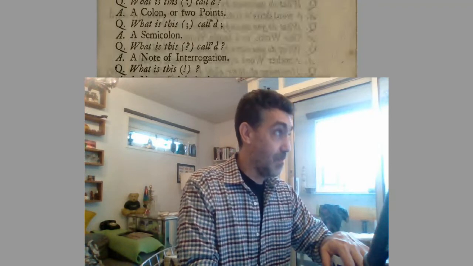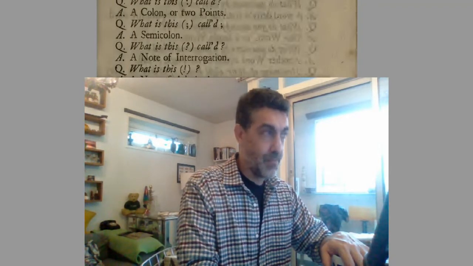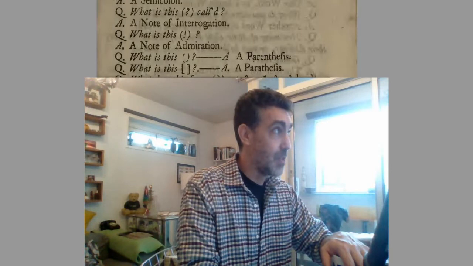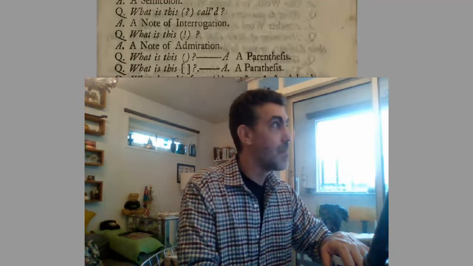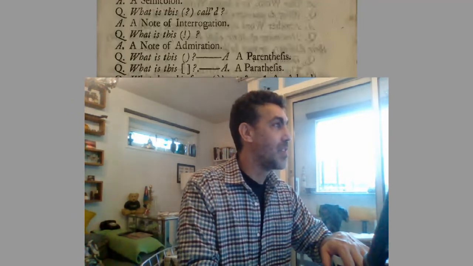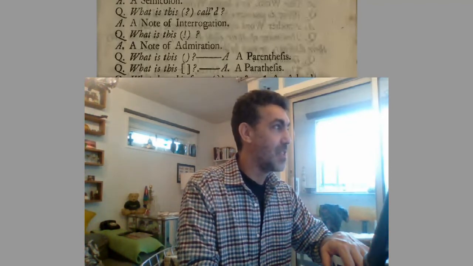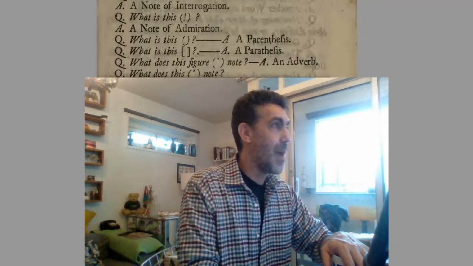And what is this, then brackets, called? A note of interrogation, or a question mark. And what is this, a vertical line with a dot under it? A note of admiration, or what we now call an exclamation mark. And what is this, 2 curved lines? A parenthesis. And what is this, 2 square brackets? It's called a parenthesis.